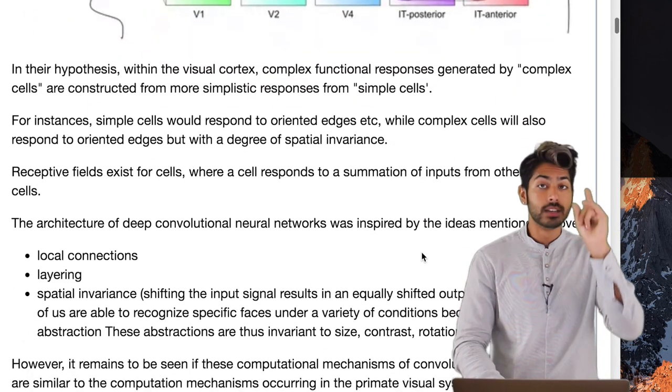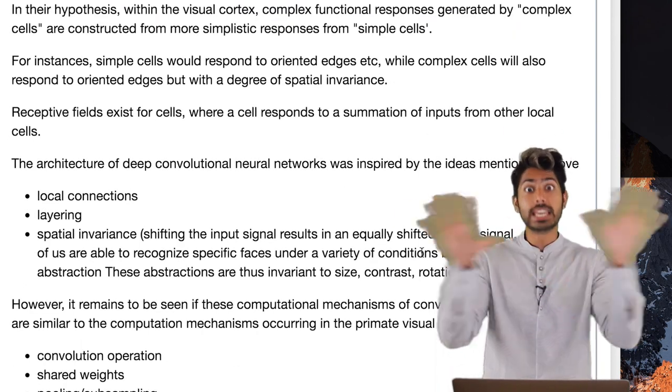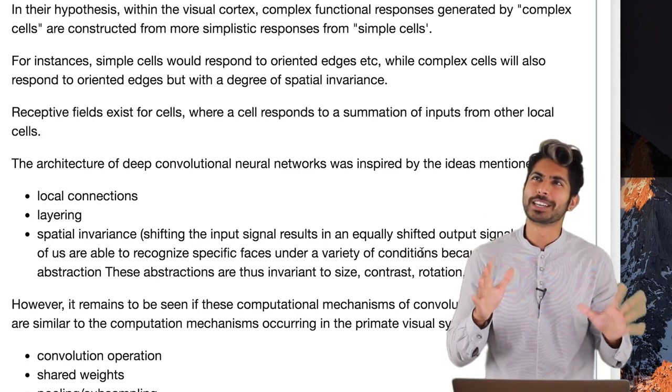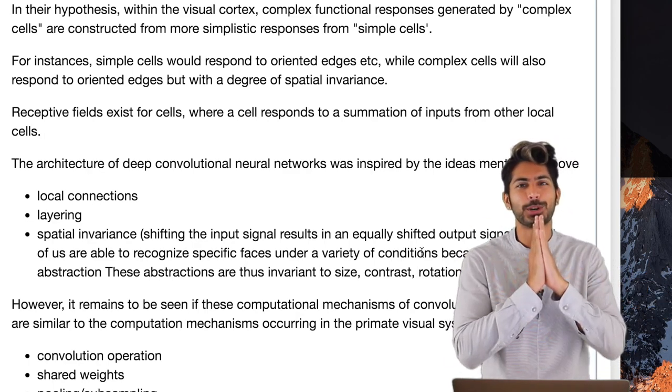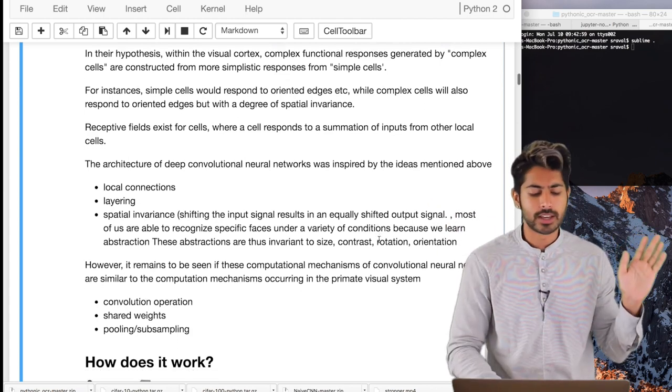So what Jan LeCun and his team said in 98, when they published probably the landmark paper on convolutional nets, which is arguable, I guess, because Krizhevsky's ImageNet paper in, I think, 2012 was pretty good. But anyway, Jan LeCun's a G. I just wanted to say that.